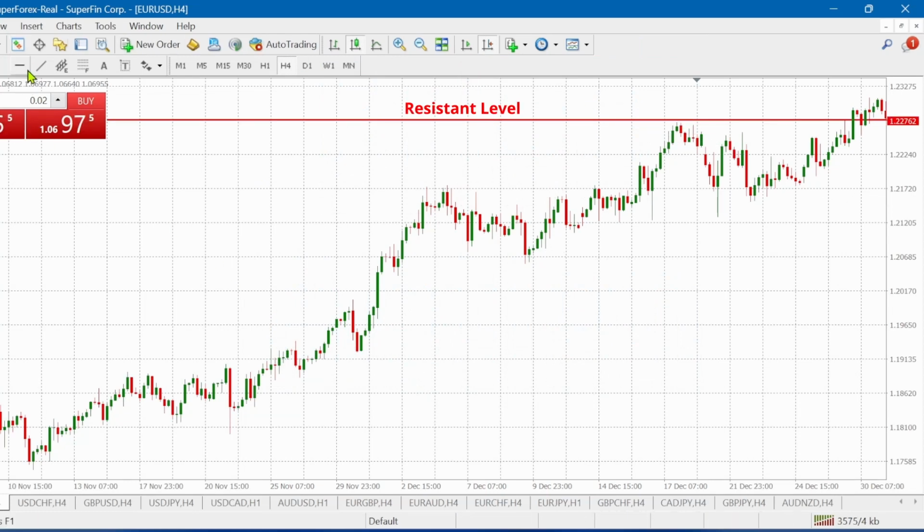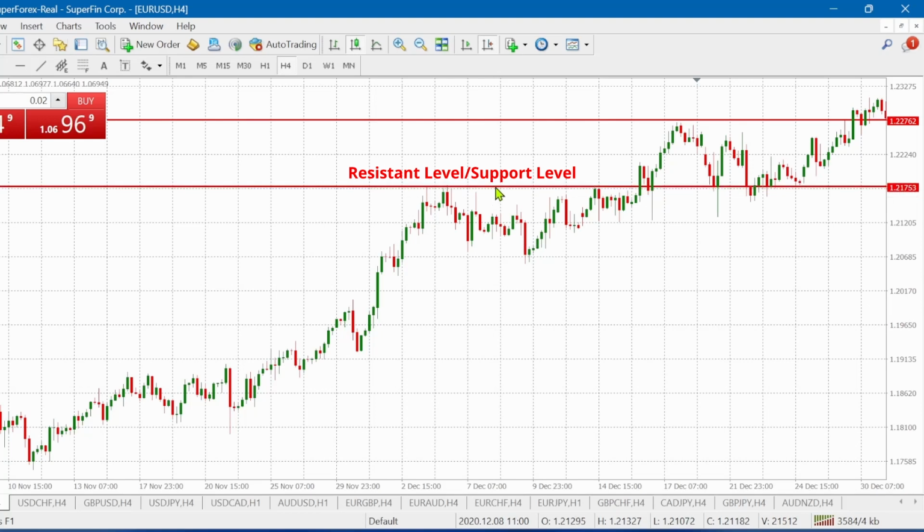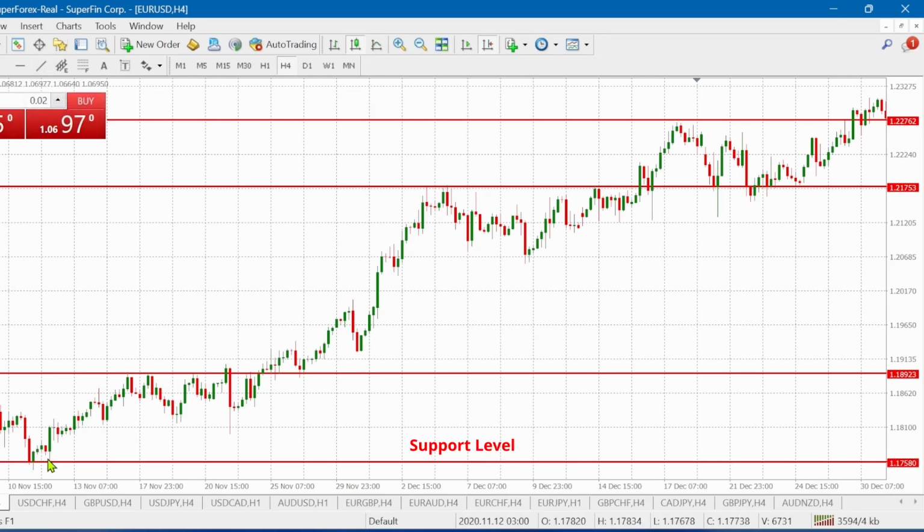Our resistance level there. We have another resistance level. We have another resistance here. And lastly, we have a support down here. Let's draw a trend line here.